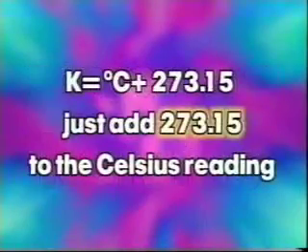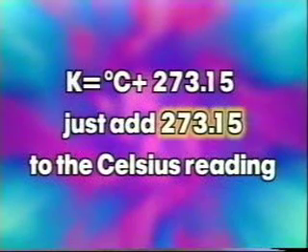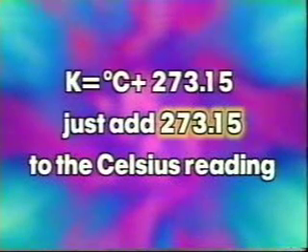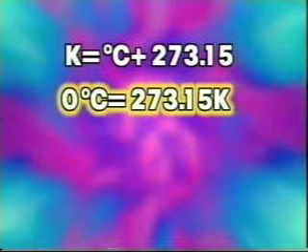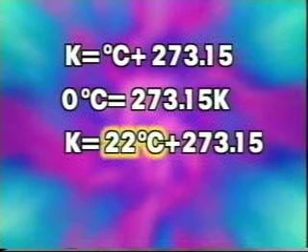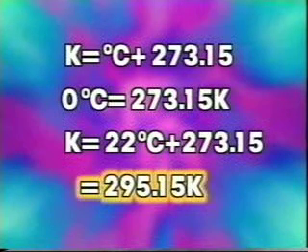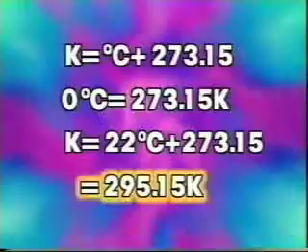You just add 273.15 to the Celsius reading. So, 0 degrees Celsius equals 273.15 kelvins. 22 degrees Celsius equals 295.15 kelvins, and so on. You get the picture.